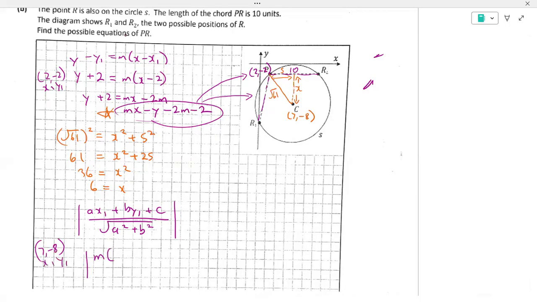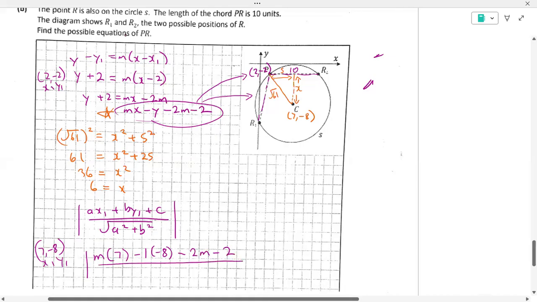So I'm saying the distance from this general line, so b is minus 1, y1 is minus 8, minus 2m. So I don't know the m's. I don't know the slopes, basically. And again, now it's a, so that's my m squared. Remember, a is the number with x, and b is actually minus 1 squared. Now, remember, the distance from (7, -8) to this line is what I just figured out is 6. So I'm going to let that equal 6.